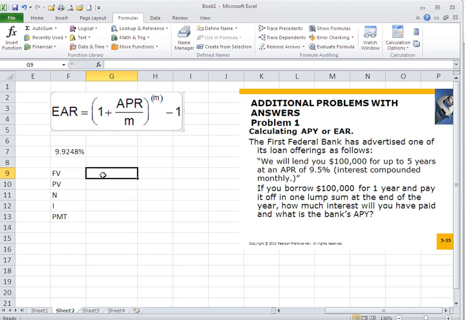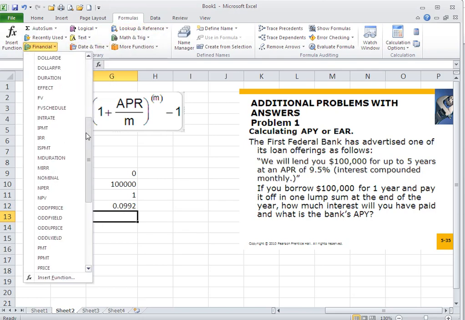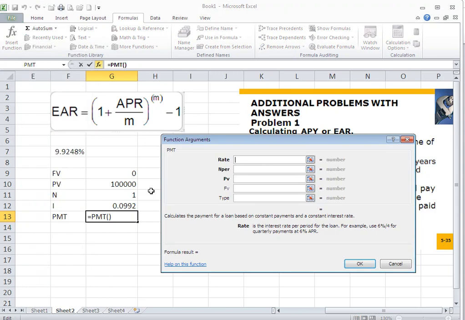So the future value will be 0. We're going to pay that off after 1 year. Present value is $100,000. The number of years, they're going to pay it off after 1 year, so that will be 1. Interest rate, let's go ahead and steal this APY or EAR that we just calculated. And we'll calculate the payment. Come up to your functions, go to financial, scroll down to payment, and plug in what we know.